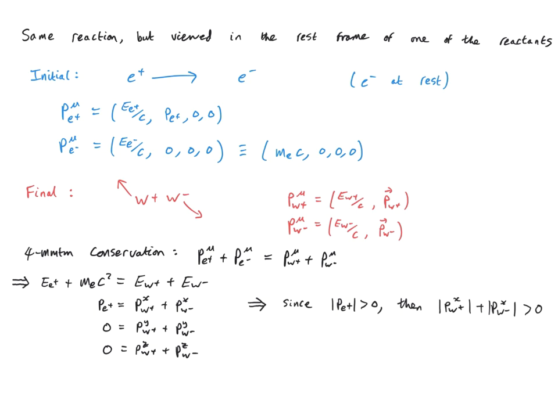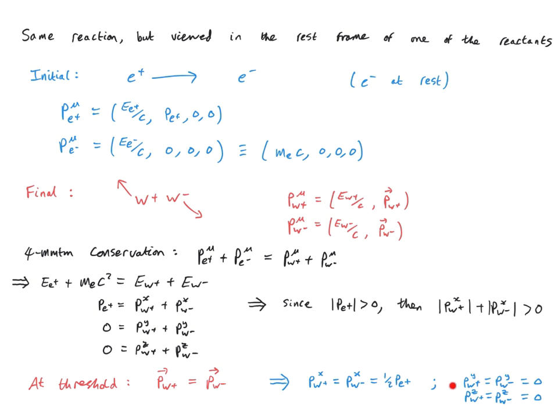As mentioned earlier, the minimum or threshold energy arises when the products have the same velocity. That velocity does not have to be equal to zero, it depends on the reference frame, but the products do have to have the same velocity at the threshold energy. This implies that at the threshold energy, the relativistic momentum vector P_W+ is equal to P_W-. Using our general conservation of four momentum expressions here, we can then conclude that the x components of P_W+ and P_W- are equal, and equal to 1/2 of P_e+, whereas the y and z components of W plus and W minus are all equal to 0.